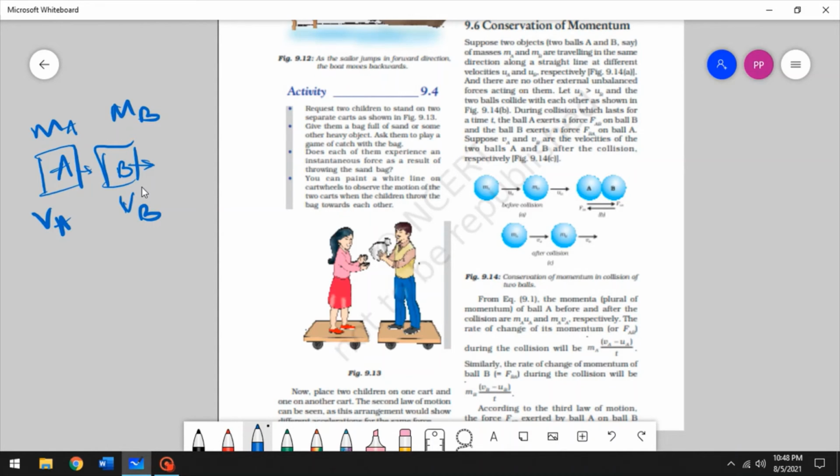So if V of A is greater than V of B, then the two balls will collide with each other because this is moving at a faster rate than this. Whenever there are such problems, I imagine like a line. So this is moving at 10 meters per second, let's say. This is moving at 5 meters per second.